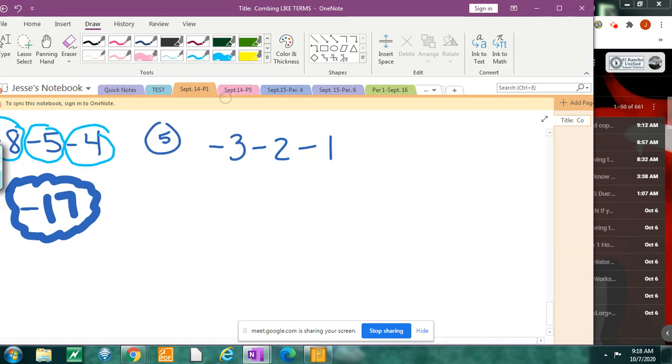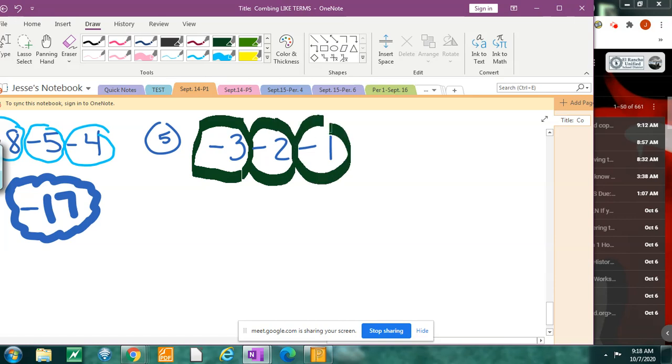Let me use this color. So I'm going to circle them or put a box. See, minus 3, minus 2, and the minus 1. So I'm going to do the T-chart. Okay. So negative 3, negative 2, and negative 1.